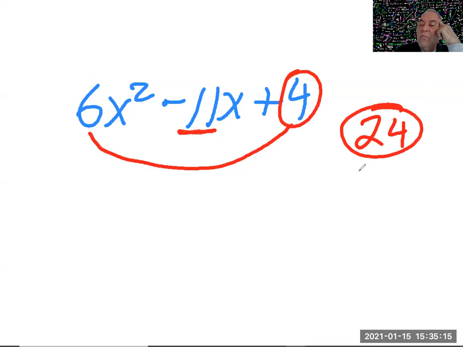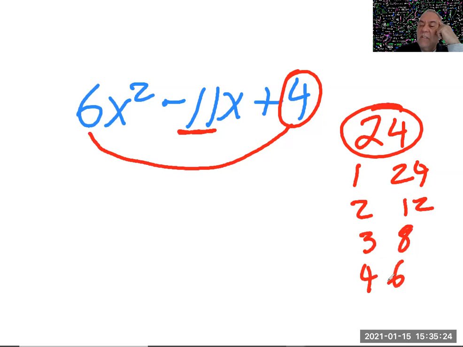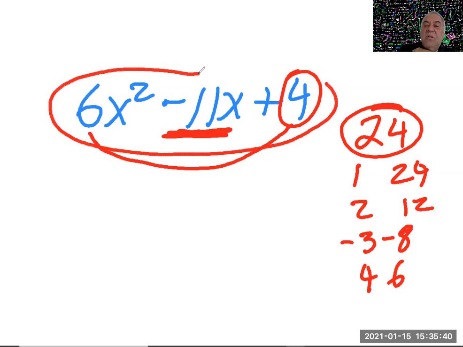So factors of 24: 1 and 24, 2 and 12, 3 and 8, 4 and 6. That's it. Now, both positive or both negative, and they have to add up to negative 11. So if we make both those negative, they add up to negative 11. Okay? So what you have to do is split this.